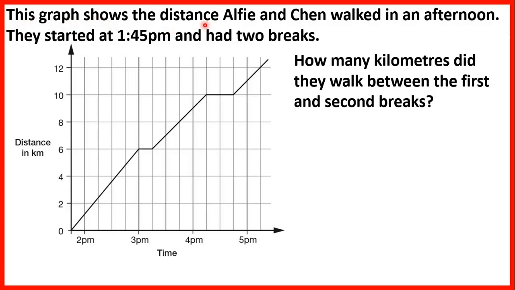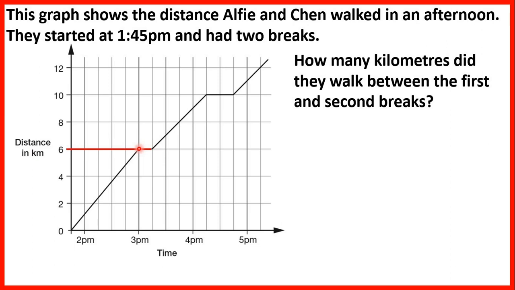This graph shows the distance Alfie and Chen walked in an afternoon. They started at 1:45 p.m. and had 2 breaks. How many kilometres did they walk between the first and second breaks? So we can see on the line graph where they had their breaks, because if they're having a break, then they're not covering any more distance, so the line will be flat or horizontal.